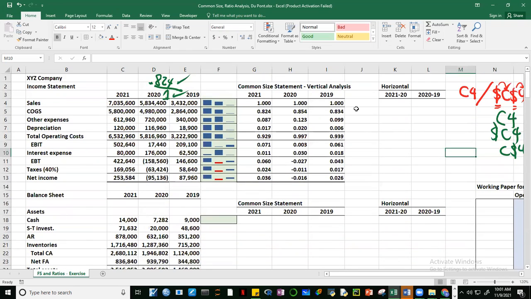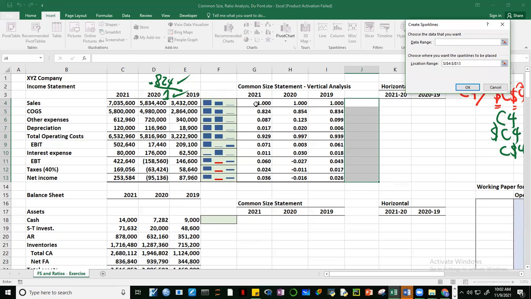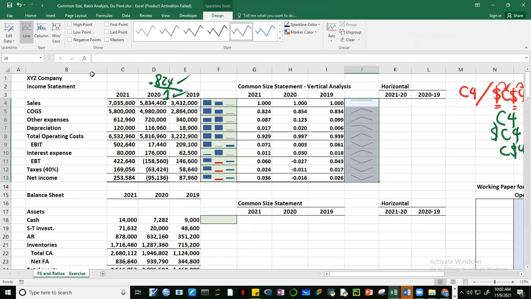Now let's also prepare, let's use a line plot. Okay, what happened? Let me repeat. Insert line. Data range is this one. Then maybe we can see the highest points.